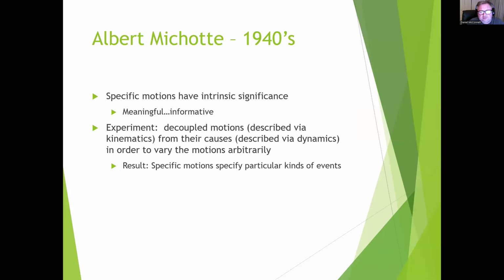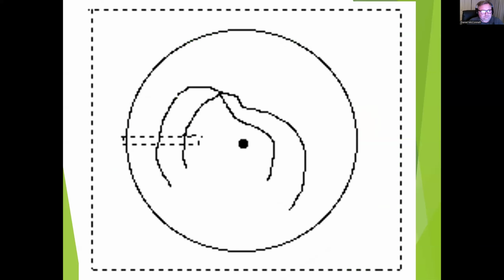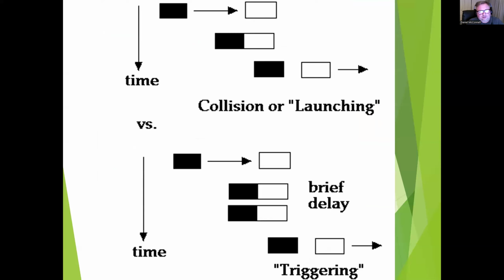So that's what I'm trying to describe here with Michotte, right? He's basically creating a simulated event so he can describe any kind of simulated motion that he wants to, various arbitrary combinations of these. This is what it kind of looks like, right? So here a black box and a white box collide with each other.